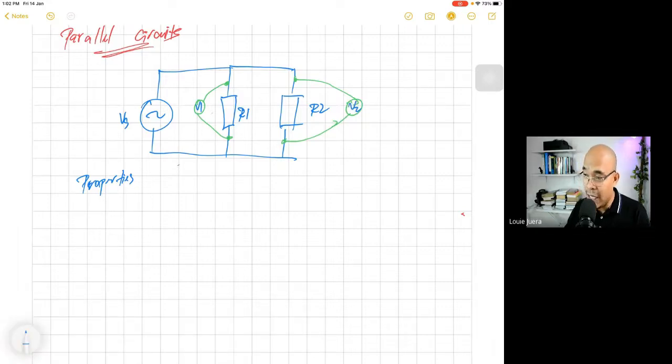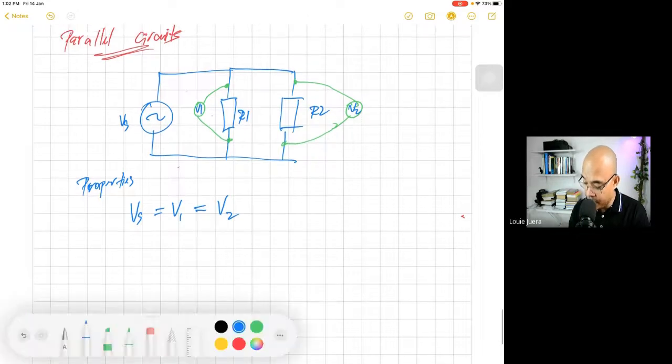What is the relationship of Vs, V1, and V2 in parallel circuits? In parallel circuits, the voltages are the same. Written mathematically, the source voltage Vs is equal to V1, which is equal to V2. So the voltage of the loads is the same as the voltage of the supply. This is different from series circuits, where the current in the supply and in the loads is the same. In a parallel circuit, the voltage is the same.